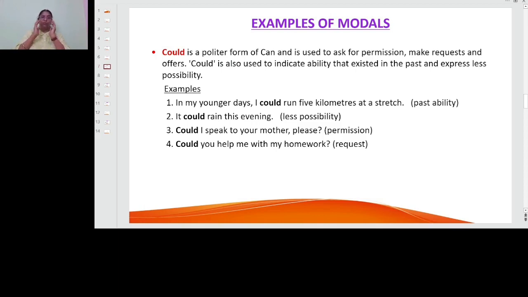So, could is a polite form of can. It is used to ask permission, make requests and offers. Could is also used to indicate ability that existed in the past. So, for the past also you can use could.